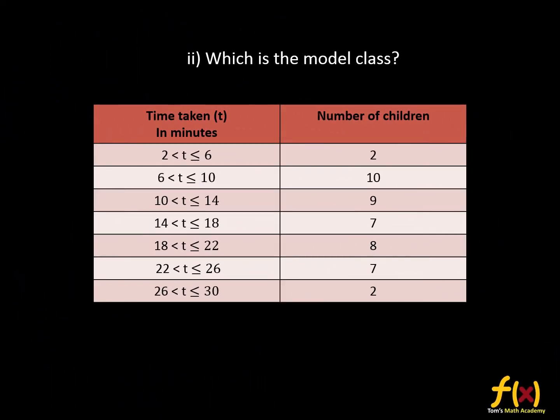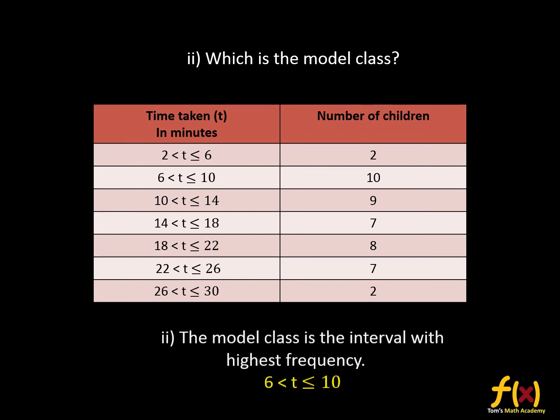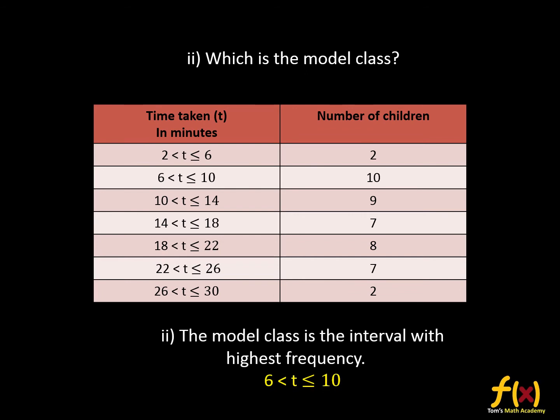Question 2. Which is the modal class? Okay, it's also an easy question, but you must know it. So 1 mark. Which interval among the table? We look at that one with the highest frequency. The modal class is the interval with the highest frequency, between 6 and 10. We have number of children 10 there. So the highest frequency, the interval 6 to 10, is the answer.